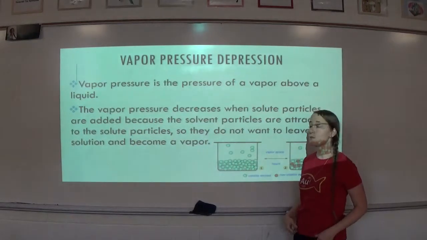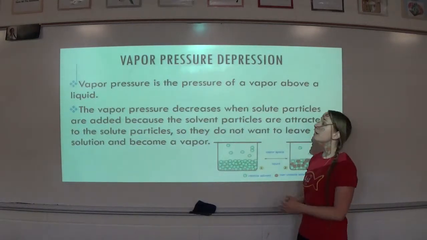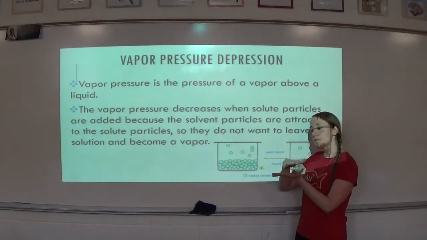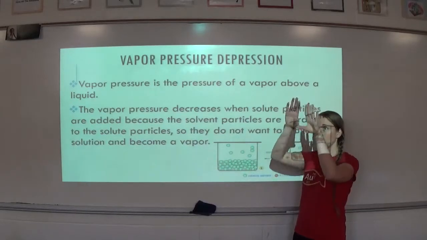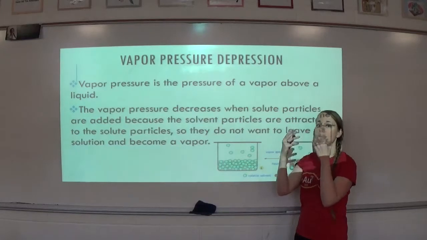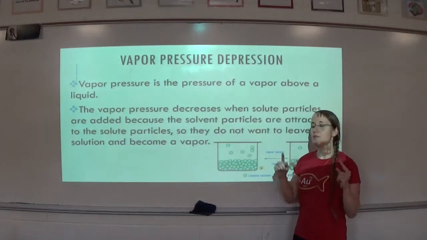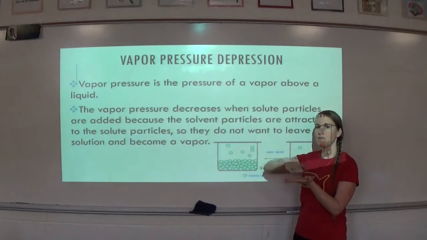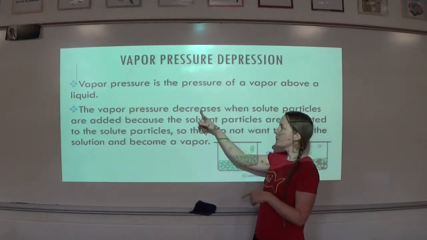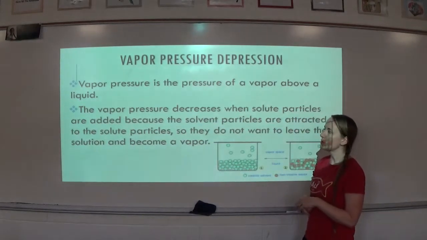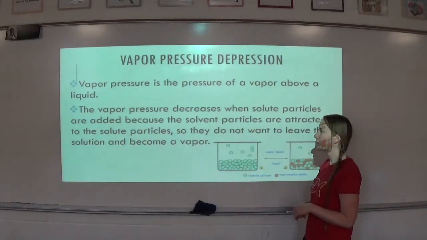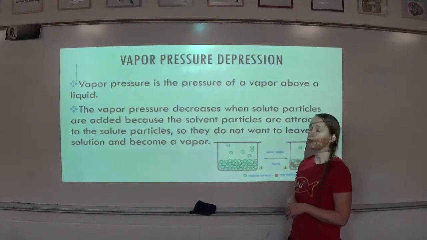So let's talk about vapor pressure depression real quick. We've talked about vapor pressure in class. Vapor pressure is the pressure of a vapor above a liquid. Remember, it's about the molecules of a liquid evaporating and causing a pressure above the liquid. So the more particles that evaporate, the higher the vapor pressure. But to evaporate, the particles have to leave the liquid. So the vapor pressure decreases when solute particles are added, because the solvent particles are attracted to the solute particles, so they do not want to leave the solution to become a vapor.